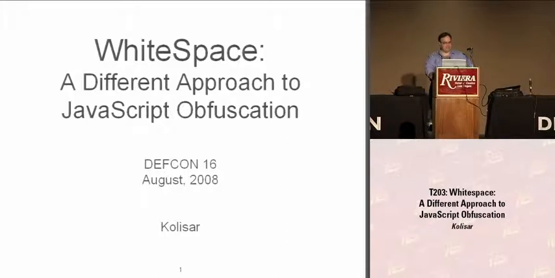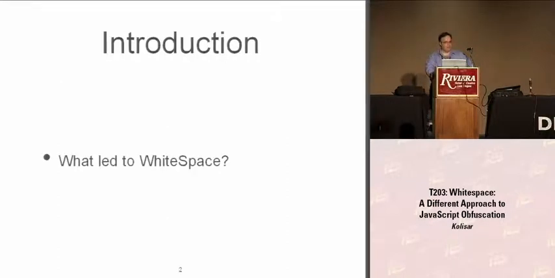This is WhiteSpace. It's a different approach to JavaScript obfuscation. This came about through my work. I deal with a lot of obfuscated JavaScript, dealing with incidents, people's machines getting infected, and I kept seeing the same things over and over again. And I started noticing patterns, people using the same techniques, and things that seemed to show up in every single piece of obfuscated JavaScript. Because I got tired of seeing these, my first thought was, what would make my job more difficult? So I went about the process of figuring it out, and this is what I came up with.